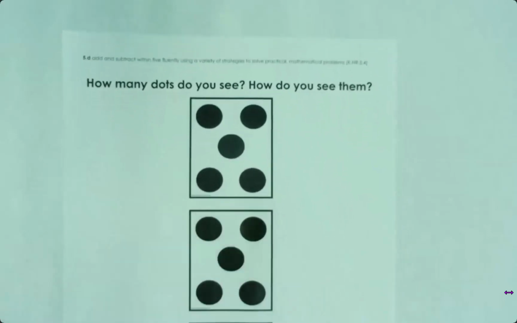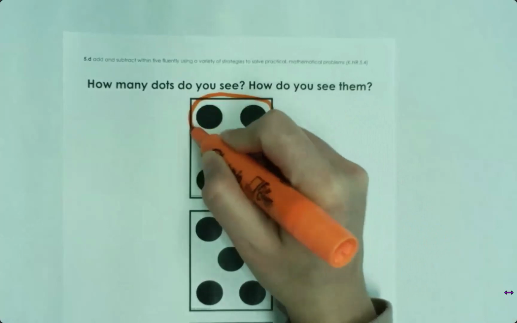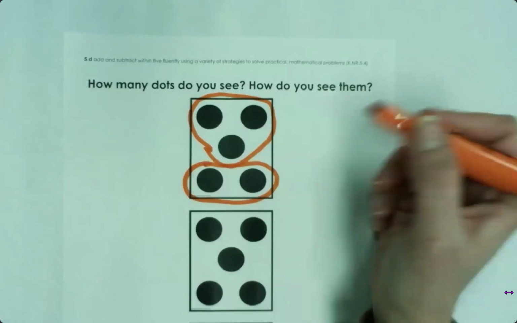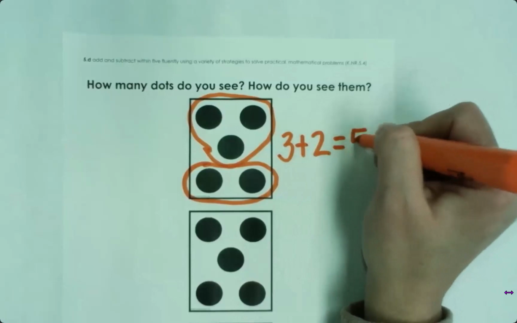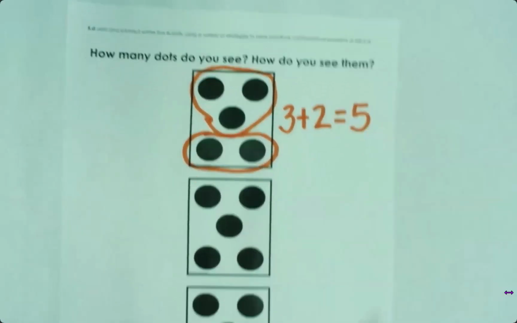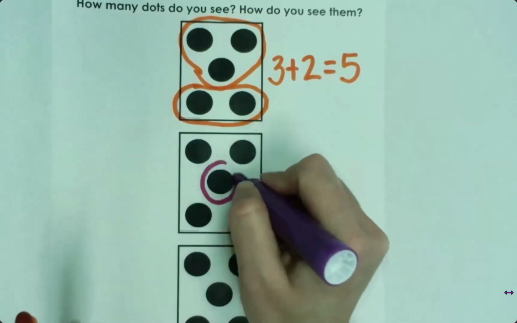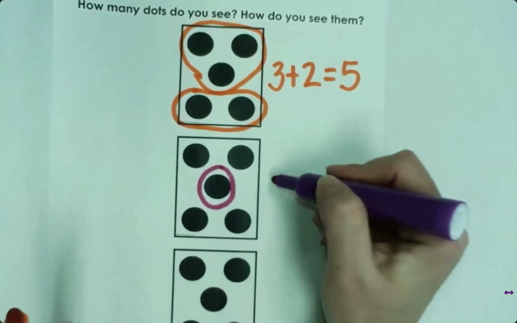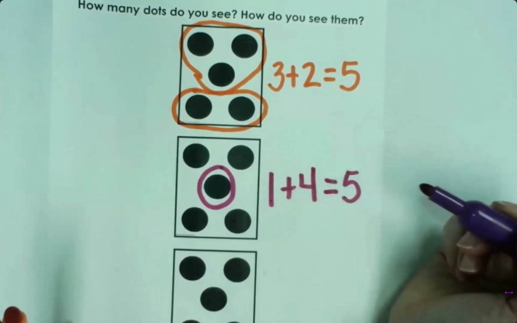Other students may say, well, I see it as 3 and 2. They see 3 up here and 2 down here. And then I can record their thinking for them, that 3 and 2 is the same as 5. Another student may say, oh, well, I saw 1 in the middle and then 4 on the outside. So 1 and 4 is the same as 5.